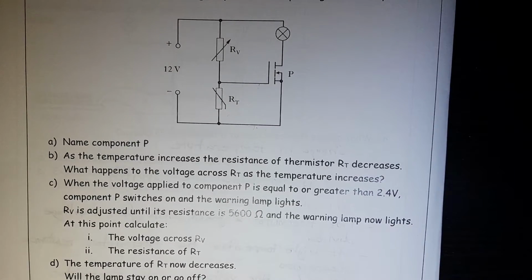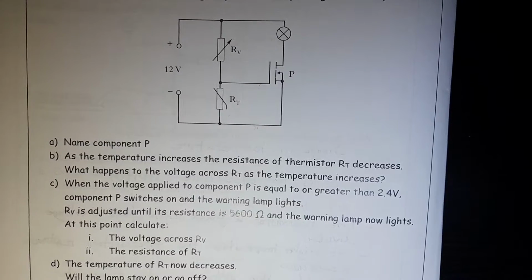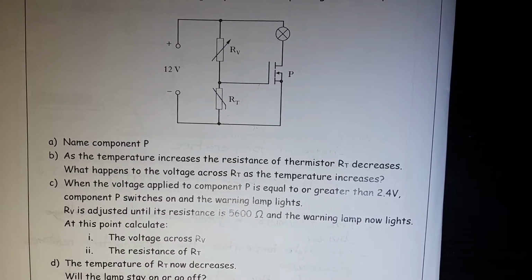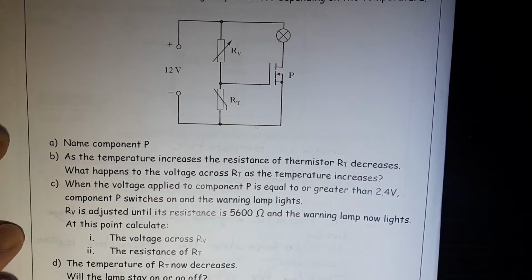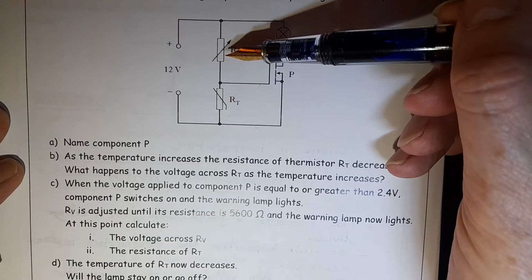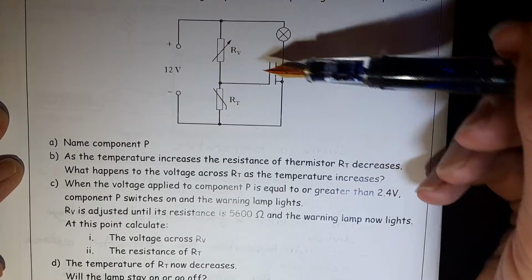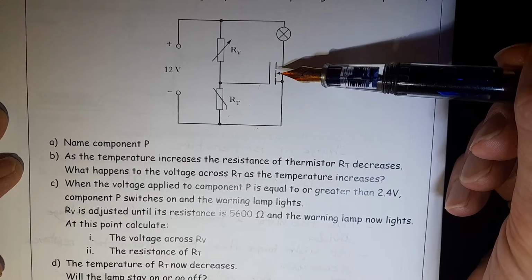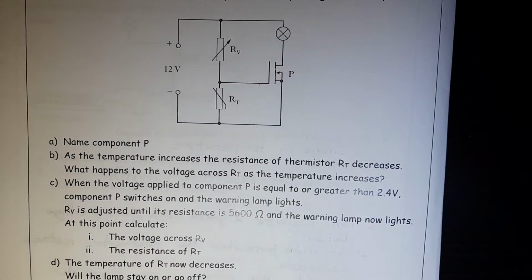So this is the solution for example 30. The circuit shown switches a warning lamp on or off depending on the temperature. So we've got a power supply, two resistors in series which form a voltage divider, this component which is the switching component, and a lamp. So this component P is a MOSFET.